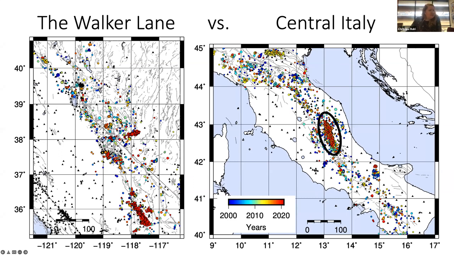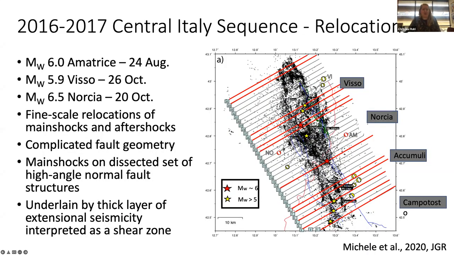And obviously you probably all know about this 2016-2017 sequence, which has some complex faulting and obviously complex sequence behavior, with multiple main shocks over several months. To me, these are connected. It's just a larger scale seismic cluster.